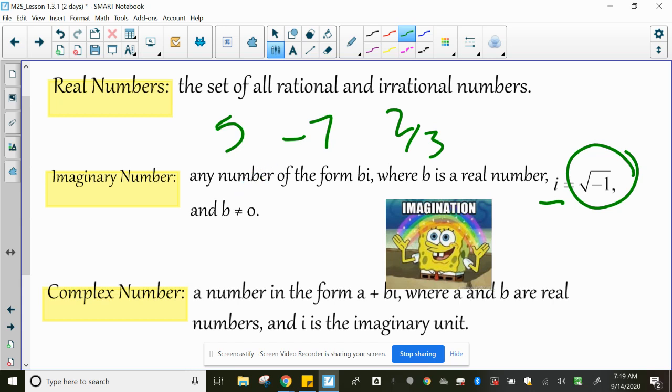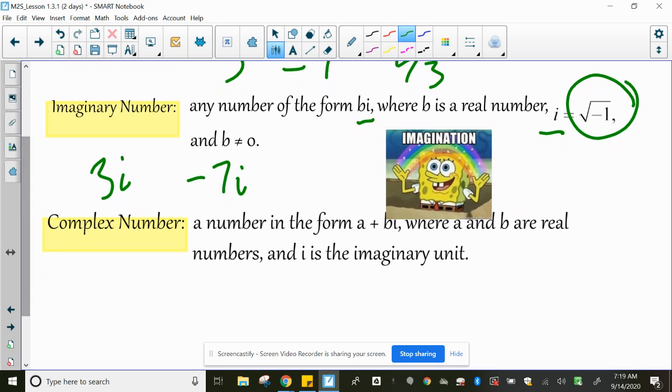An imaginary number is in the form b times i, where b is a real number and i represents the square root of negative 1. So examples of imaginary numbers: 3i, negative 7i. And we'll see it over and over again today. i represents the square root of negative 1.